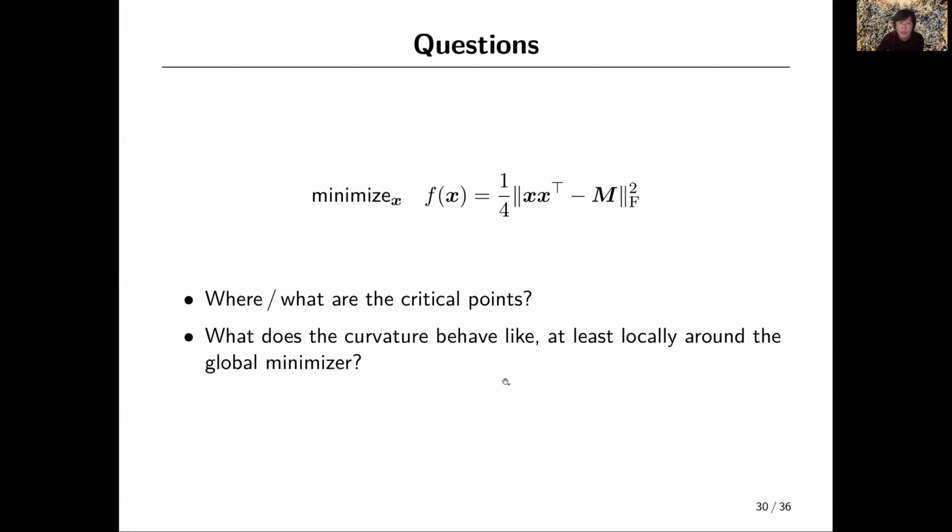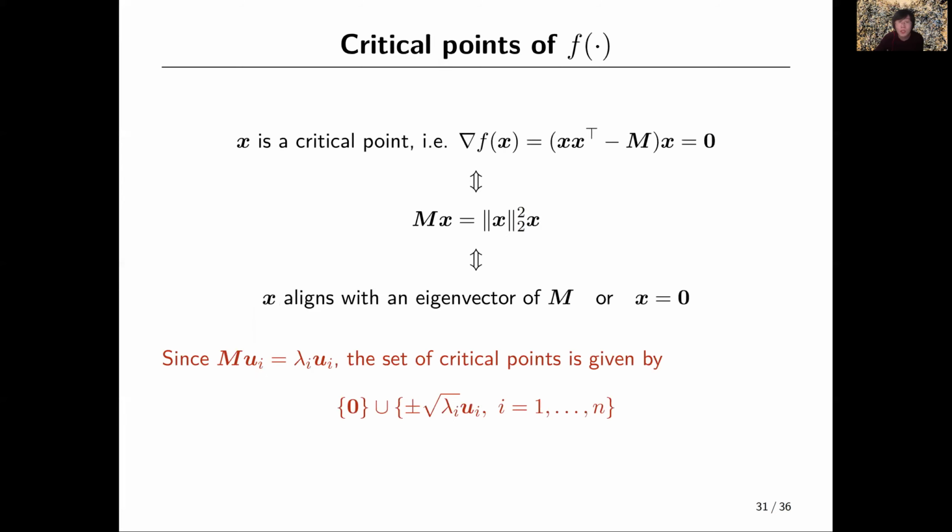Once we have a good understanding of the critical points, we may then also ask what the curvature of the loss function looks like. That essentially tells us how we are going to move along the loss function when we run our algorithms. At the least, we would like to understand the geometry of the loss function locally around the global minimizer, if understanding the entire global geometry is too ambitious. All right, so these are the questions we would like to answer. To begin, let's look at how to study the critical points.